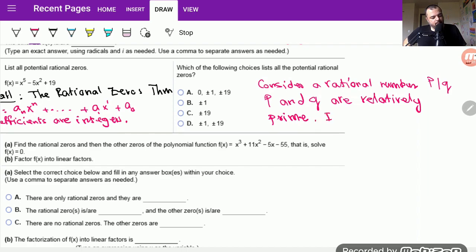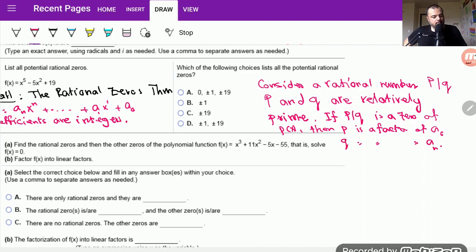So if p over q is a zero of p of x, then p is a factor of a_0 and q is a factor of a_n.